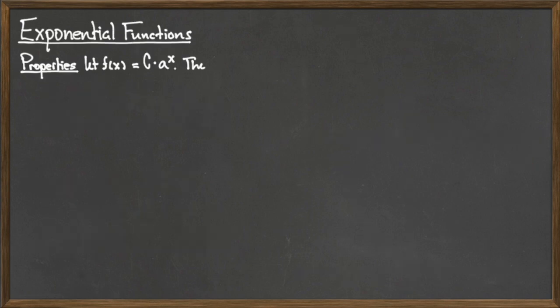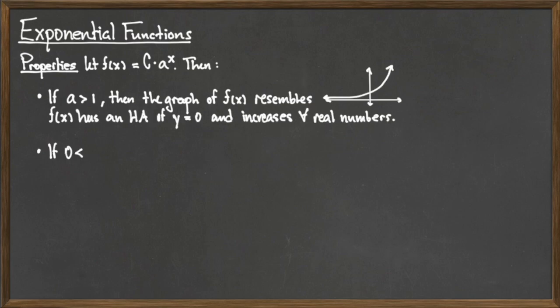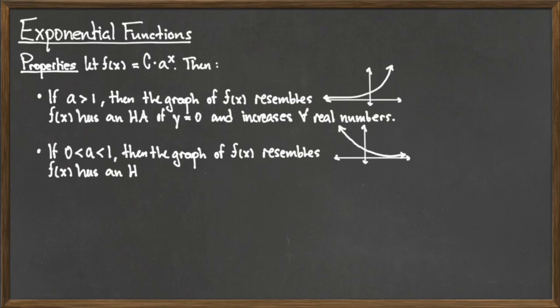So let f of x be given by c times a to the x. Then we essentially have two possible outcomes for the graph. The first is what happens when the base of our exponential function is bigger than 1. When this happens, we're going to get a graph that resembles the following. This graph will have a horizontal asymptote of y equals 0, but it's going to increase for all real numbers. And by increasing, I'm talking about the fact that the graph goes up as we read from left to right.